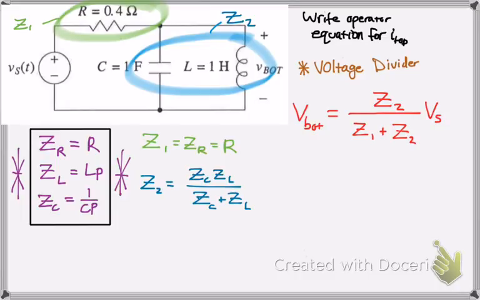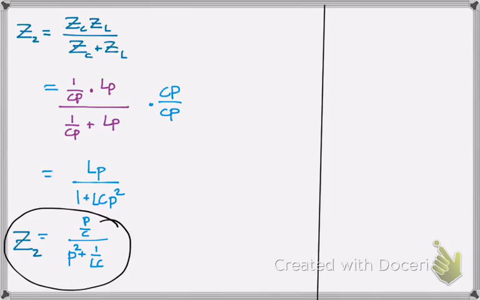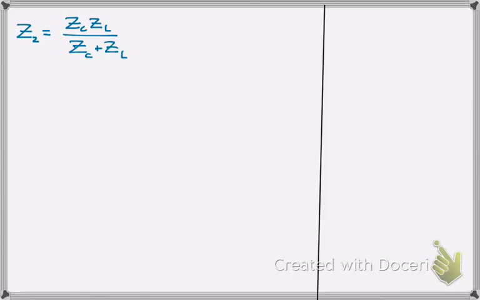Then we just substitute the definitions for ZC and ZL, and we get 1 over CP times LP over 1 over CP plus LP. Now we're going to go over here for a moment, and oops, I gave away a little bit of the work shown there. So if you were still following along, you have the formula for finding the impedance in parallel. We showed that by definition, the impedance is represented by these variables here.